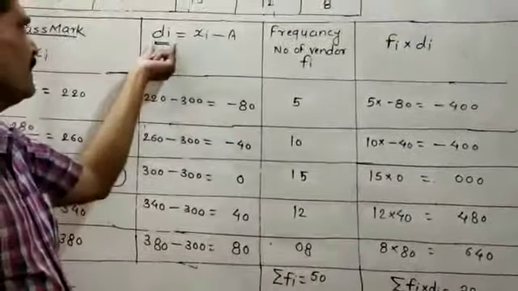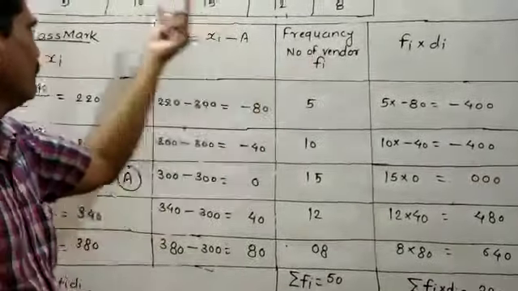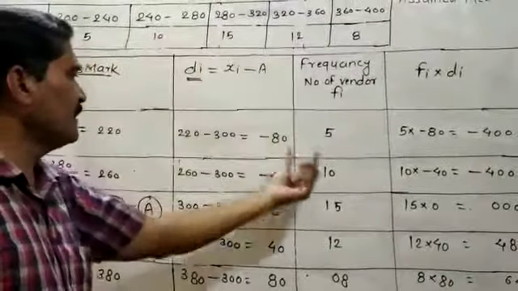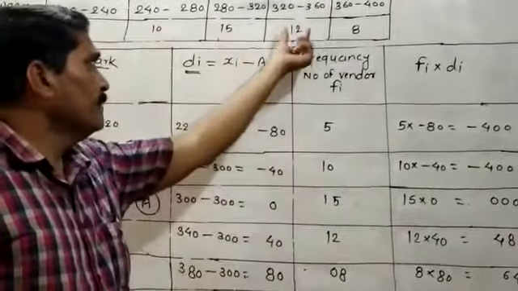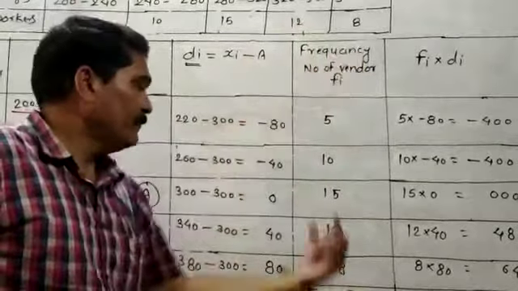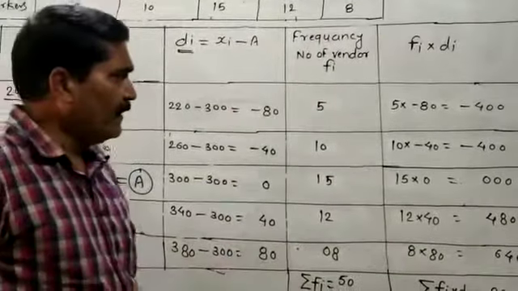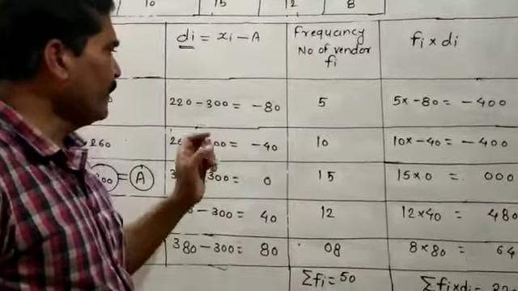Once you get the di, you have to write the frequency. Frequency of the first class is 5, second class is 10, third class is 15, fourth class is 12, and fifth class is 8.